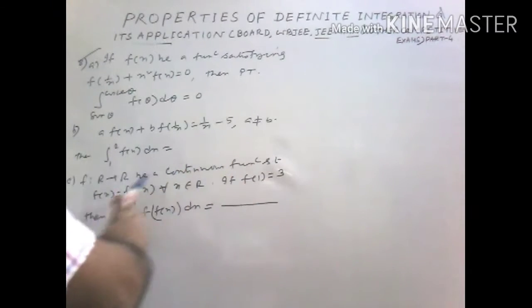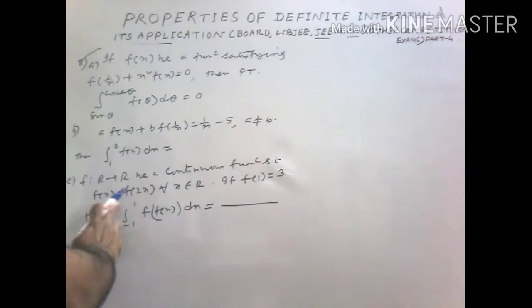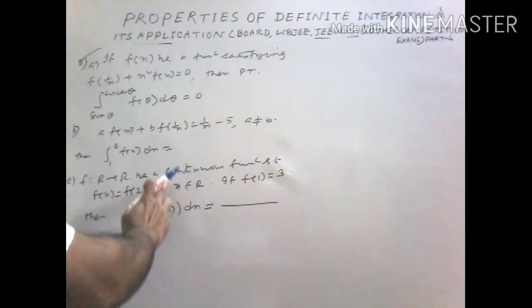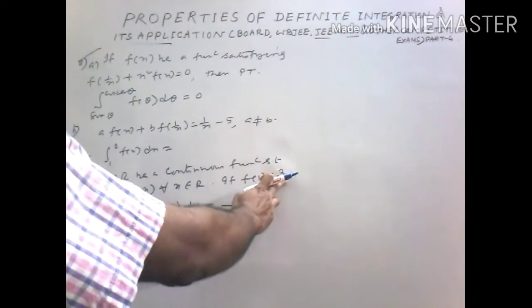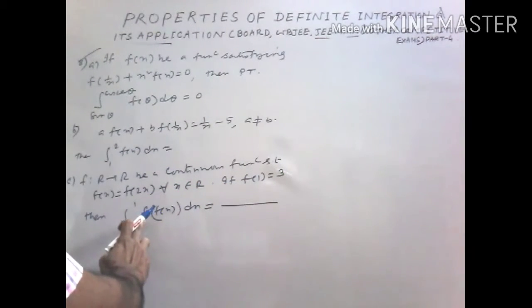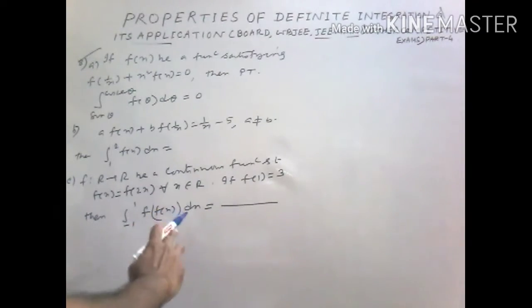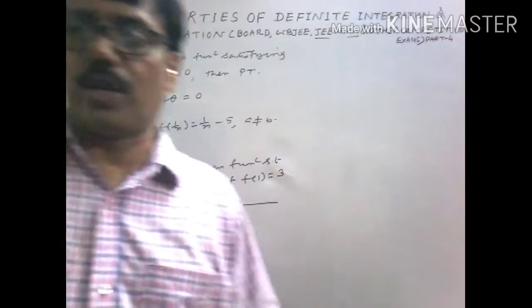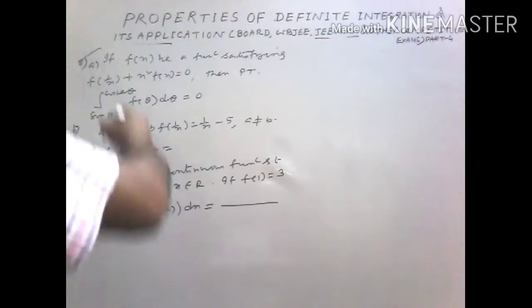Now see, if f from R to R be a continuous function such that f(x) equals to f(2 minus x) for all x belongs to R. If f(1) equals to 3, then the integral from minus 1 to plus 1 of f(f(x)) dx equals to what?